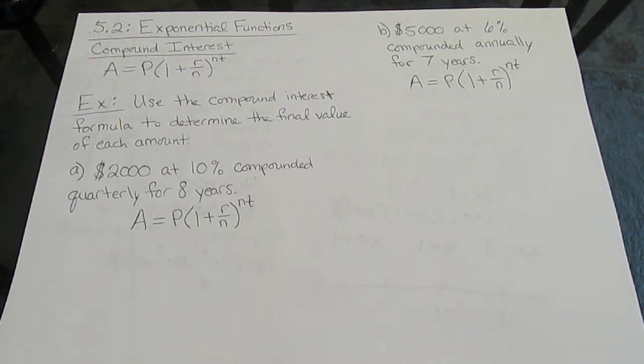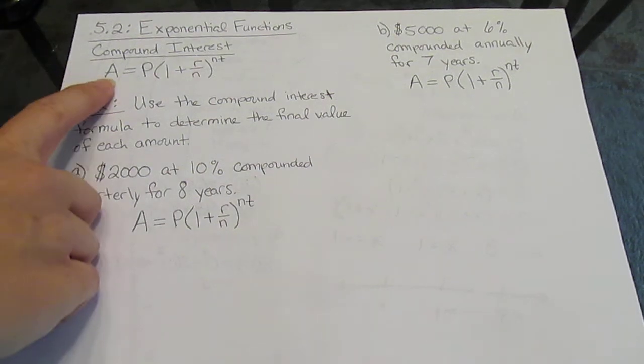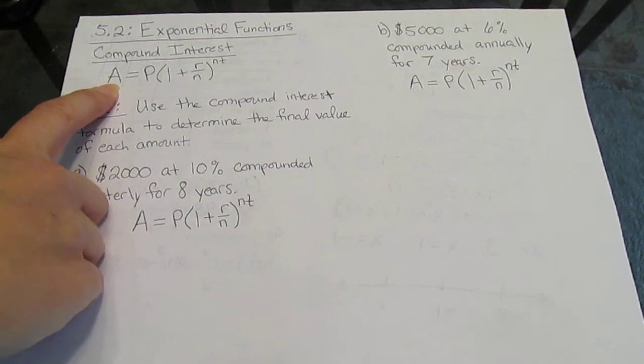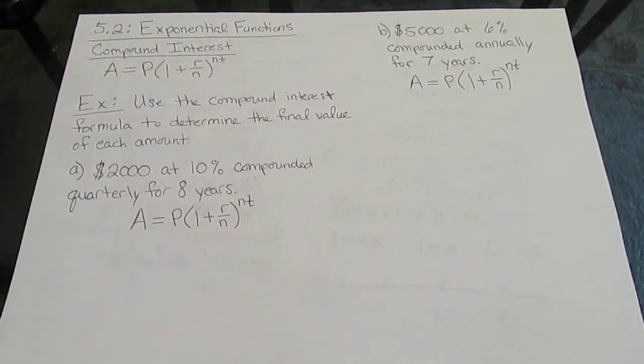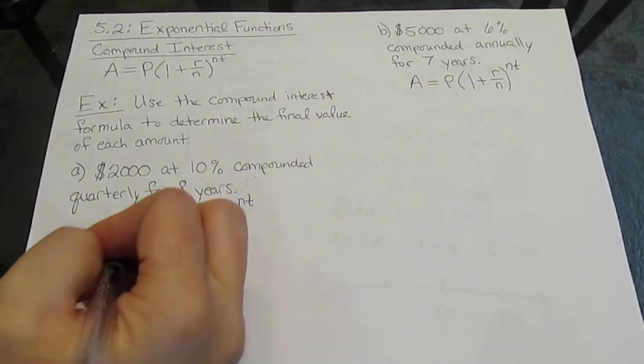Okay, well, we're finding the final value. So we're going to be finding the A in our problem. So we should be able to find everything else given to us in the problem. Part A, it says $2,000 at 10% compounded quarterly for 8 years. Okay, well, I've got the formula written here for us. We can go ahead and just start filling it out.